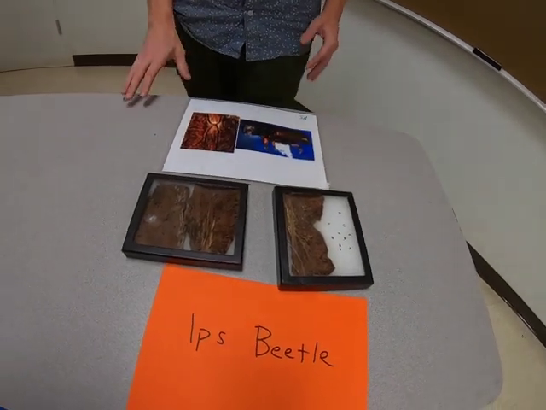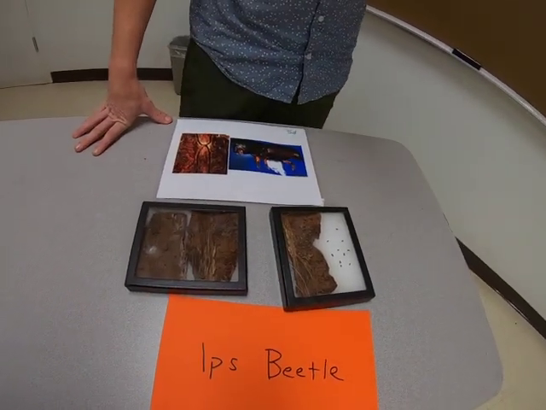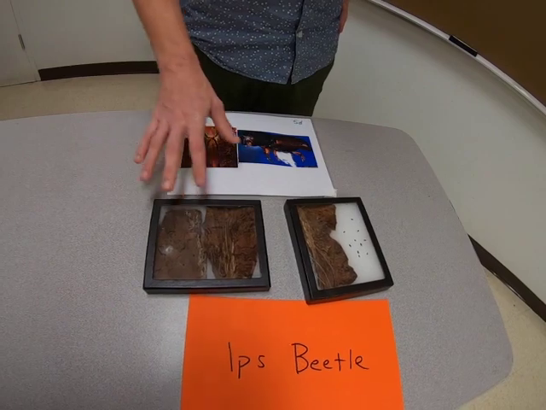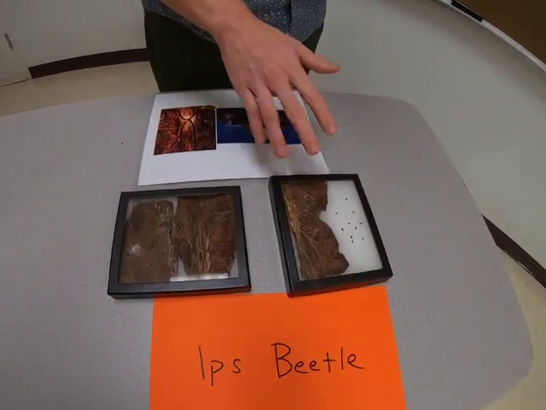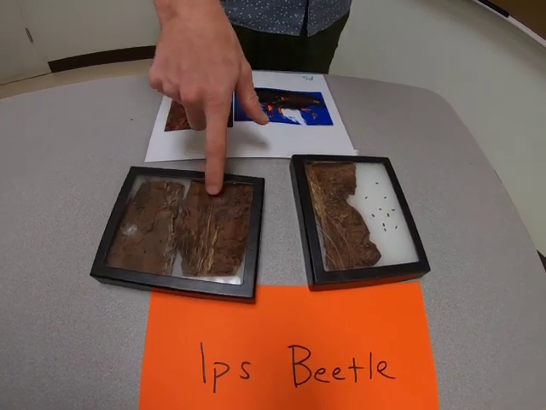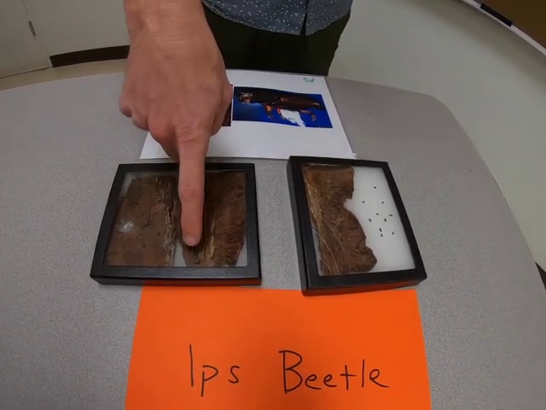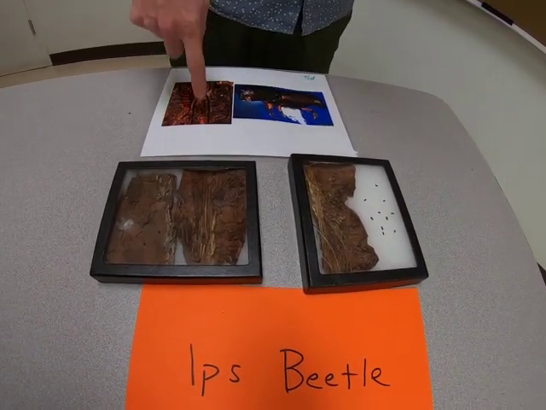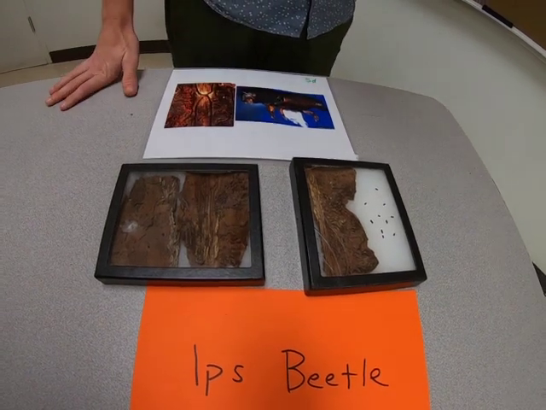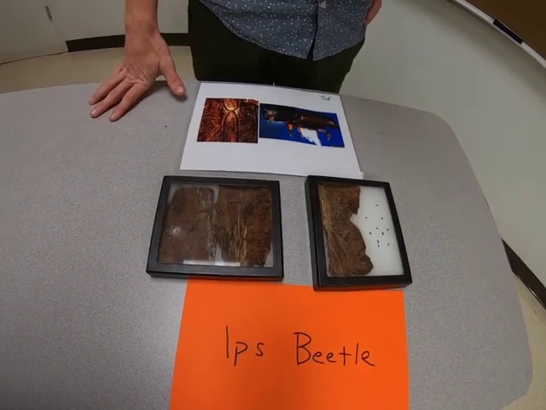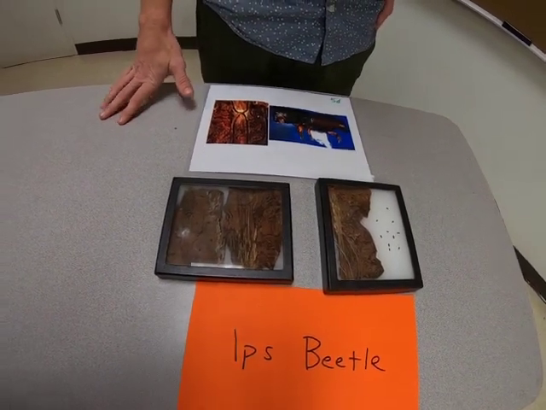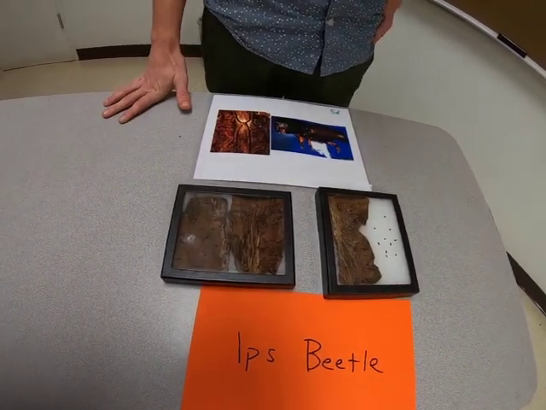So basically, that's the primary things that you're going to look for with these Ips engravers or Ips beetles: beetles that are intermediate in size, galleries which have those characteristic primary chambers with some vertical element, that's X or Y or an I shape in general, and then the pitch tubes that are present.